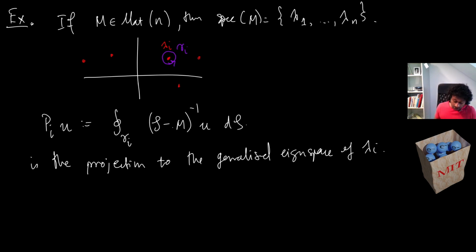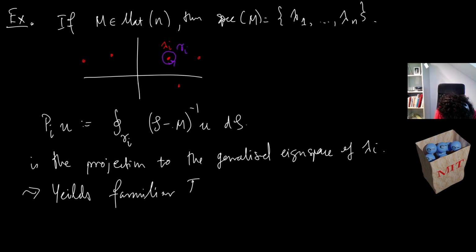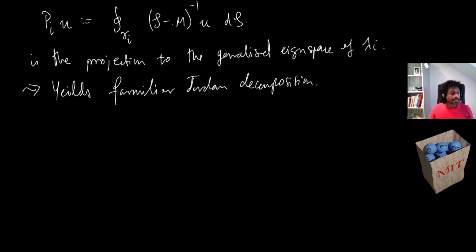The Jordan decomposition is simply by writing out this integral, and then you can decompose the operator into these spectral subspaces. So this yields the familiar Jordan decomposition. All right, so let's press on.